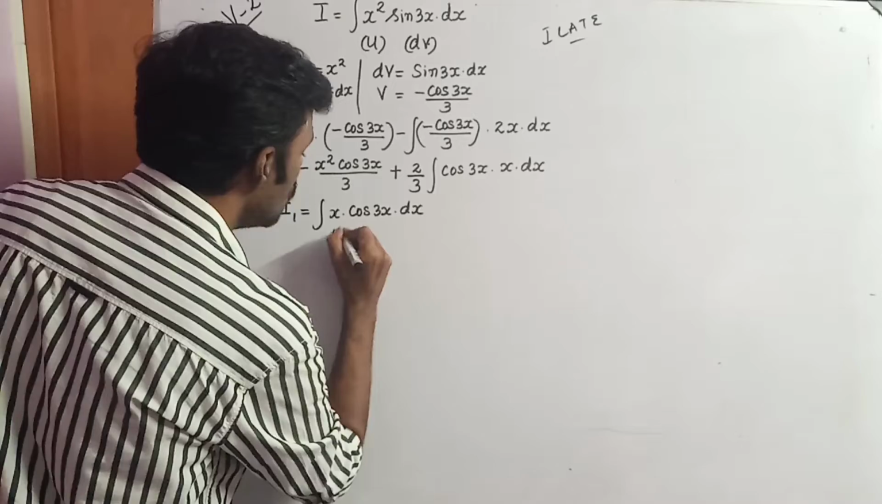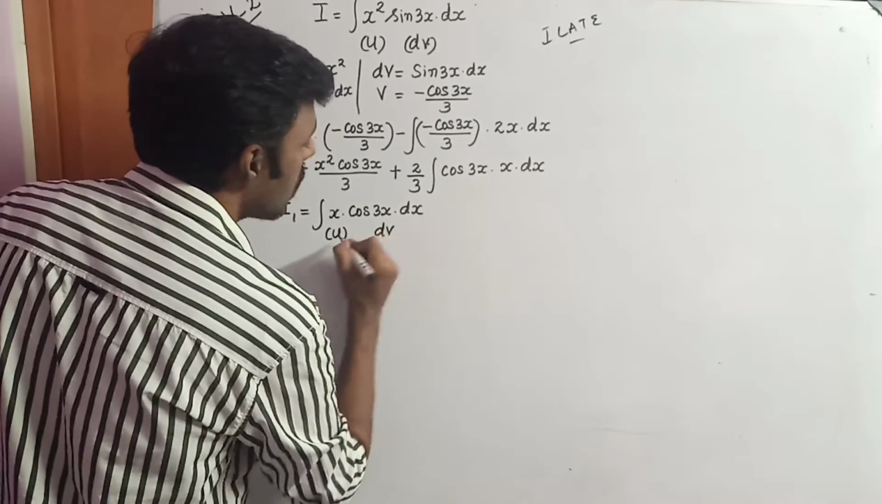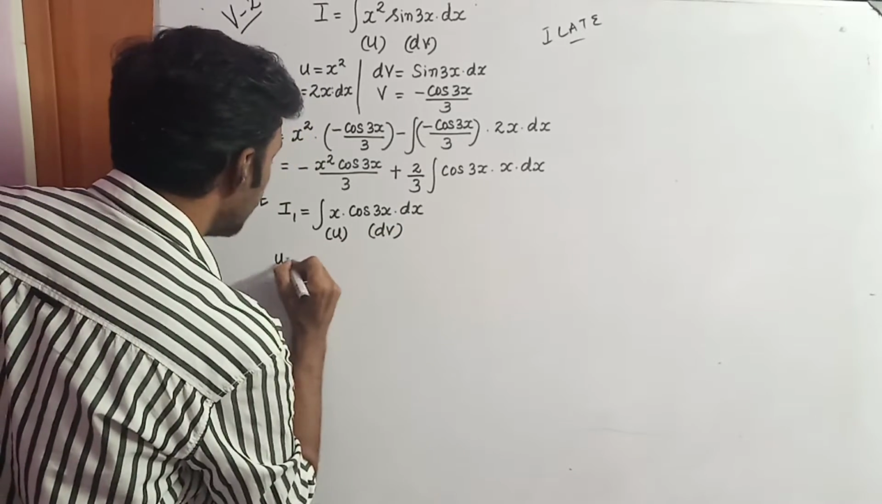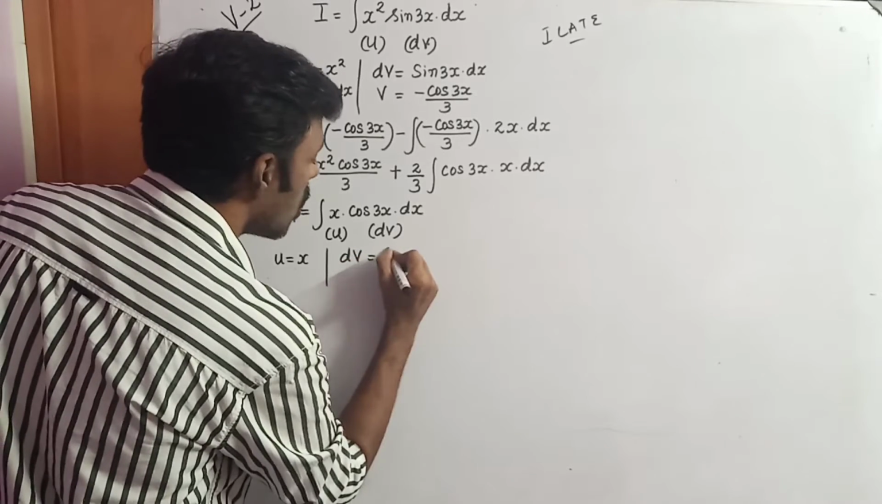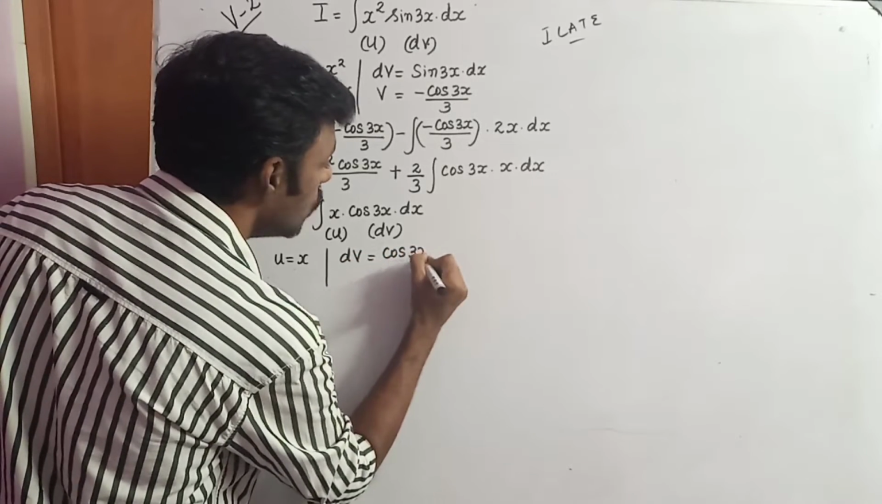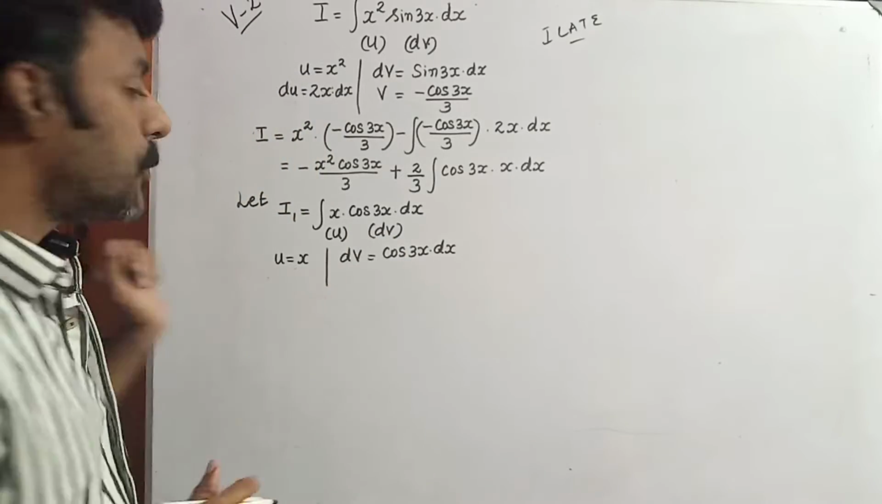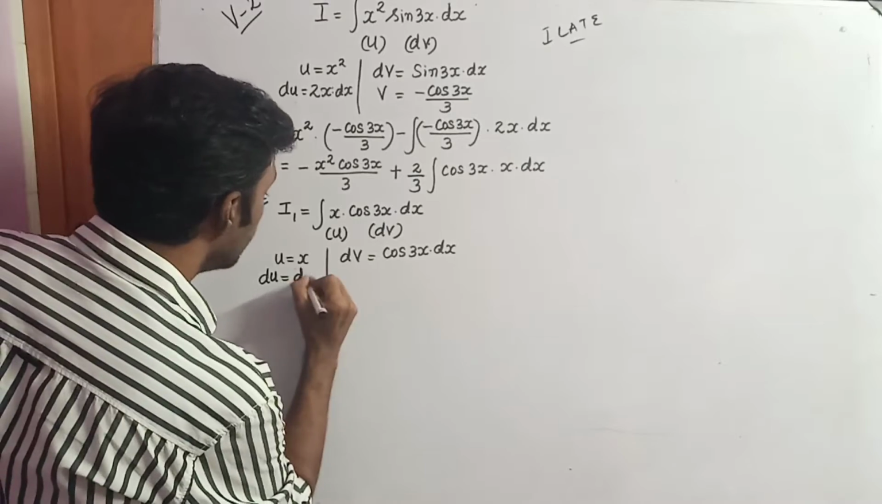So now I'm assuming x as u and dv as cos 3x into dx. So u is equal to x. Similarly, dv will be equal to cos of 3x into dx. So u equal to x, upon differentiation, will be du is equal to dx.